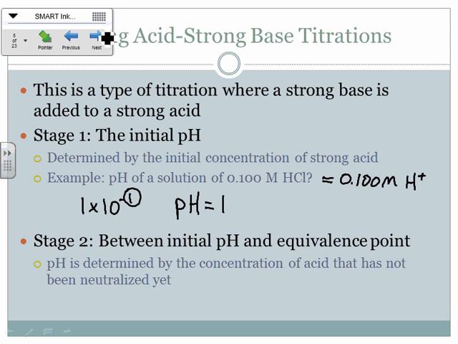Stage 2 is between the initial pH and the equivalence point. The pH is going to be determined by the concentration of the acid that hasn't been neutralized yet. So we still have more H plus before we get to the equivalence point. We still have more H plus than we do OH minus, so the H plus concentration is still greater than the OH minus concentration at this point. All we have to do is figure out how much H plus we still have in that solution, take the negative log of it, and that'll give you your pH.